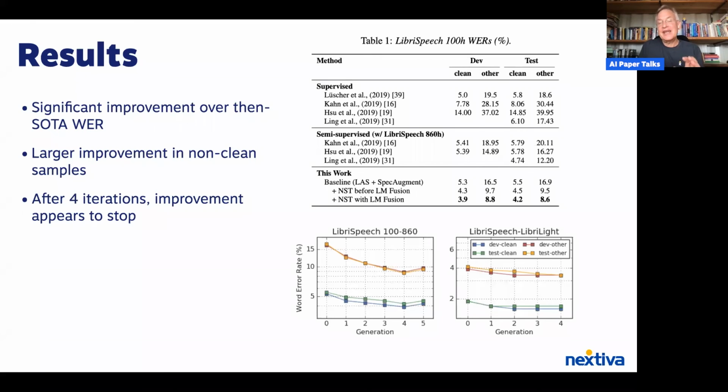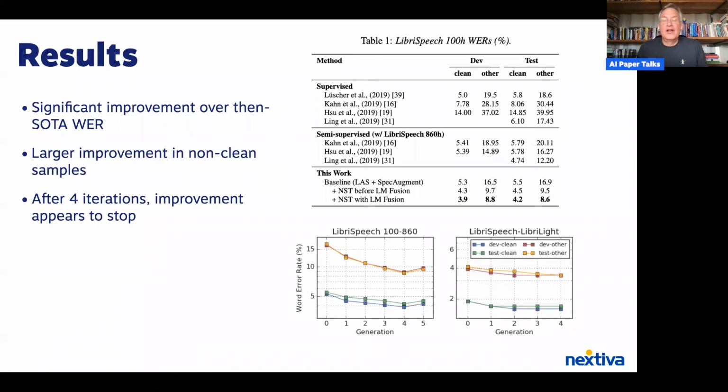So what they do is they take the 100 hours and use that as a labeled set, and they take the 860 hours of not-as-clean data and use that as the unlabeled set, and they apply exactly the algorithm that I just presented. The other task is a much larger corpus, both LibriSpeech and LibriLight, where it's a little bit more balanced, and there isn't this distinction between the initial data set being significantly cleaner than the other.